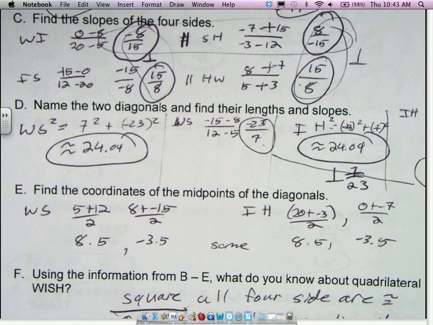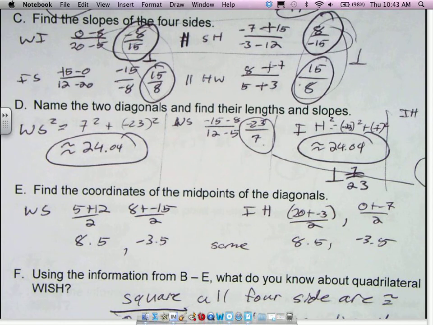D, the lengths are 24.04 for WS and 24.04 for IH. The slopes for WS is negative 23 over 7 and 7 over 23 for IH. The midpoint for WS is 8.5, comma negative 3.5. And the midpoint for IH is 8.5 and negative 3.5. They have the same midpoint, which means the diagonals bisect.